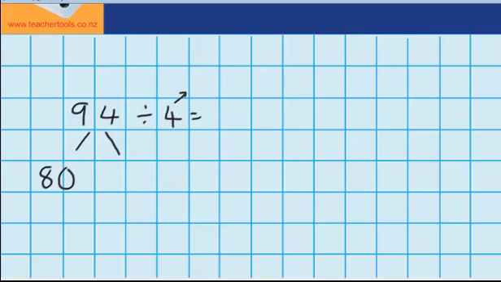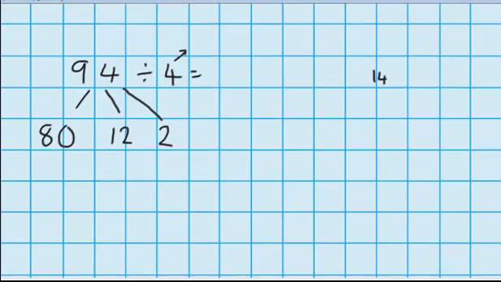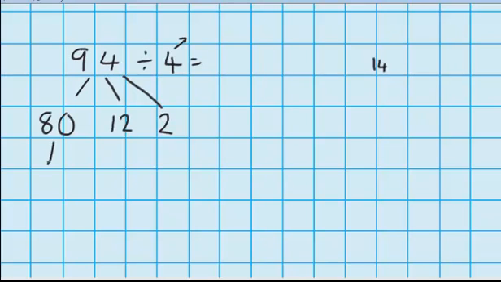So what I want to do is think of what's the biggest number on my 4 times tables that's less than 14. Well, the biggest number on my 4 times tables that's less than 14 is 12. Now I still need to share out 94, so if I share out 80 and then I share out another 12, there's still another 2 items left over. So let's start by sharing out the 80. 80 items shared between 4 groups means I'm going to put 20 items in every group.